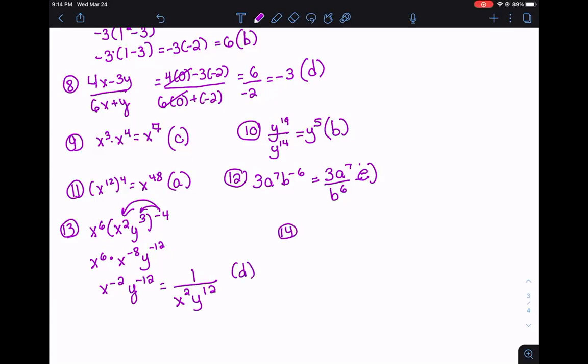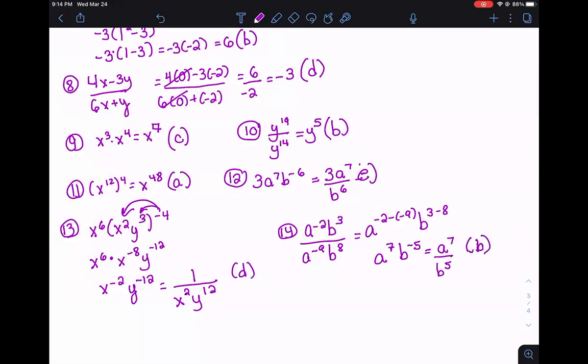Okay, let me do 14 and 15 before any questions. 14 is a to the -2, b to the 3 over a to the -9, b to the 8. So we're going to subtract the exponents from top to bottom. a to the -2 minus -9 and b to the 3 minus 8. So a to the -2 minus -9 is a to the +7. b to the 3 minus 8 is b to the -5. I am not allowed to have any negative exponents, so the b to the 5 will flip into the bottom. And the answer here is B like boy.